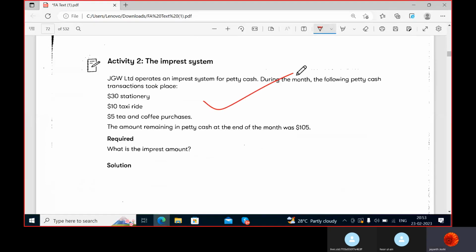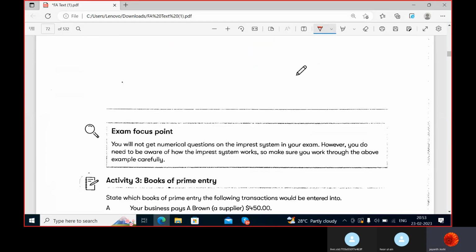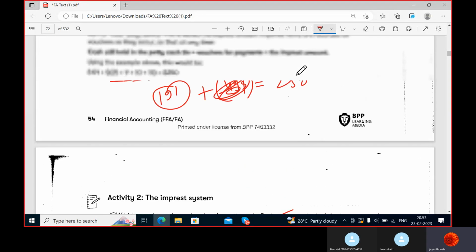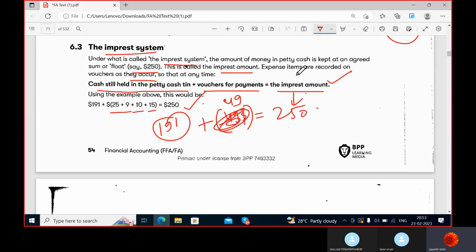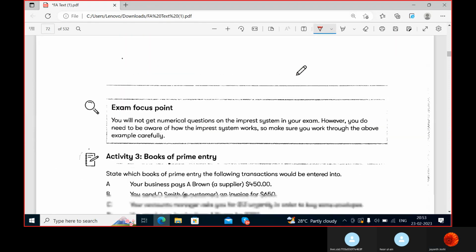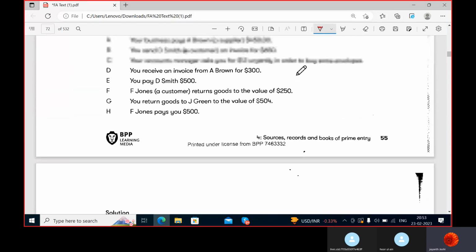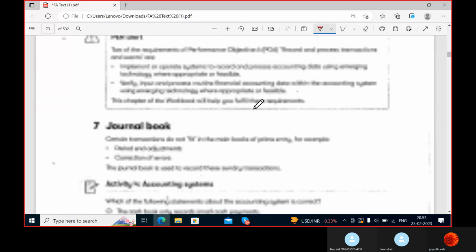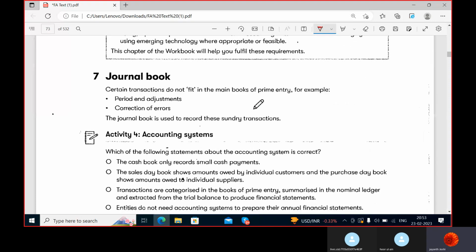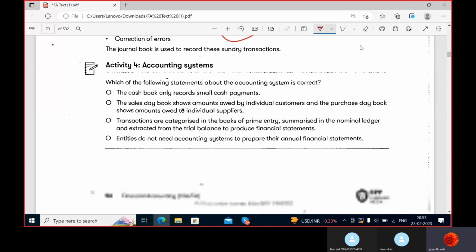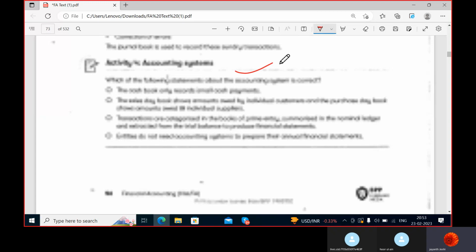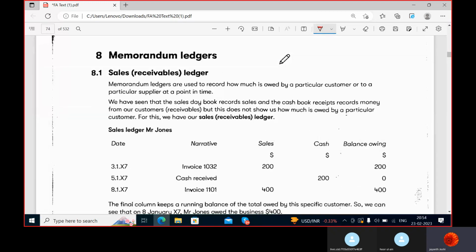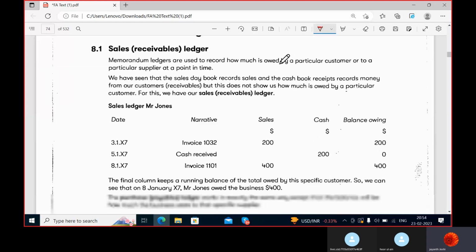Do an activity on the imprest system. I have explained it to you; it is not a big deal, very simple. Anyone can do this imprest system. Books of prime entry activity is homework for you. The journal book we have already done. I'm purposefully giving you homework so that you can do it at home.